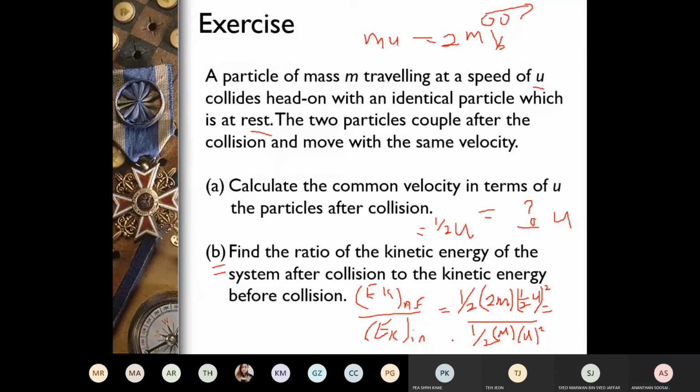So what's your final answer? Anyone? So you get half, is it? The final answer, you get half, right? The extra number is 2 and half 1. 2 is 2 divided by 4, so you get half. So the ratio of the kinetic energy of the system before and after collision is half. That means only 50% of the kinetic energy has been retained after collision. 50% has been lost. Okay, understand this slide? Any problem? Okay, good.